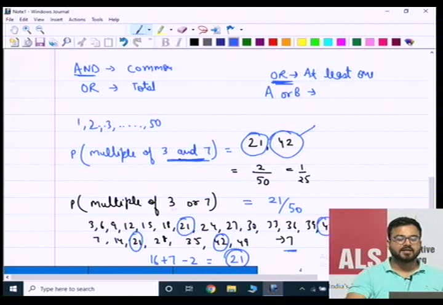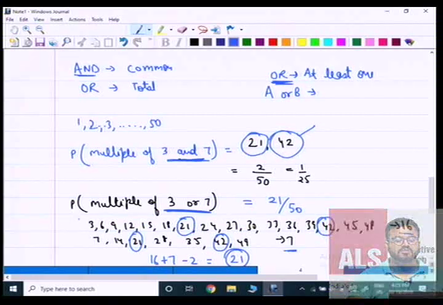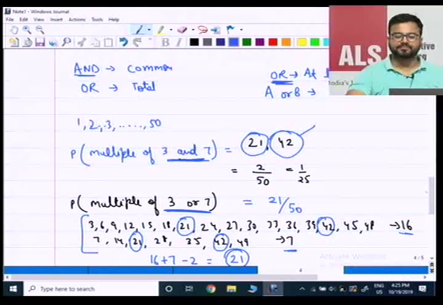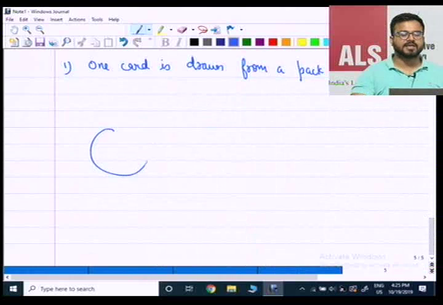But here 3 or 7 means either a multiple of 3 or a multiple of 7 or a multiple of both of them. All will be counted over here. So individual multiples of 3 will be counted, individual multiples of 7 will be counted, and the common multiples will also be counted. That's why we have so many possibilities over here. This is the difference between AND and OR. You can also understand it with the help of a diagram.